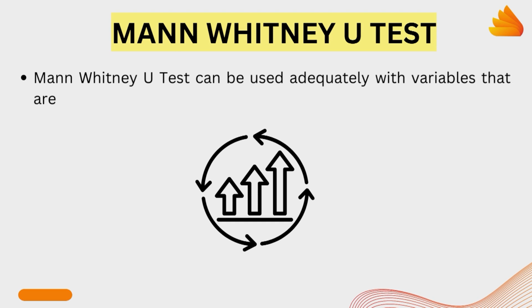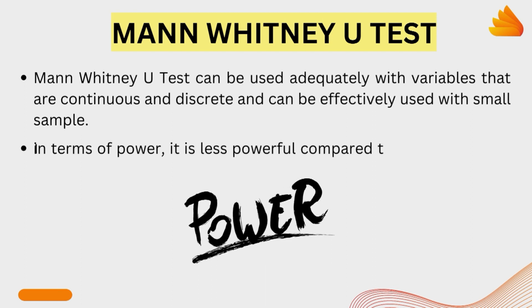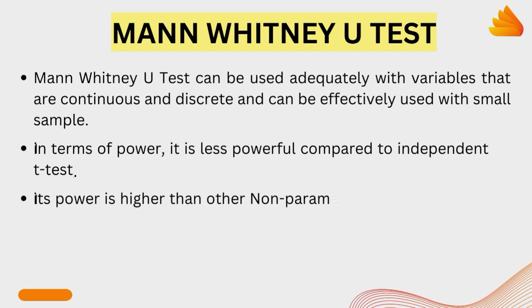The Mann-Whitney U-test can be used adequately with variables that are continuous and discrete and can be effectively used with a small sample. Though in terms of power, it is less powerful. As I have already said, this is a non-parametric test, so automatically it would be less powerful in comparison to a parametric test. But its power is higher than other non-parametric tests like the median test.